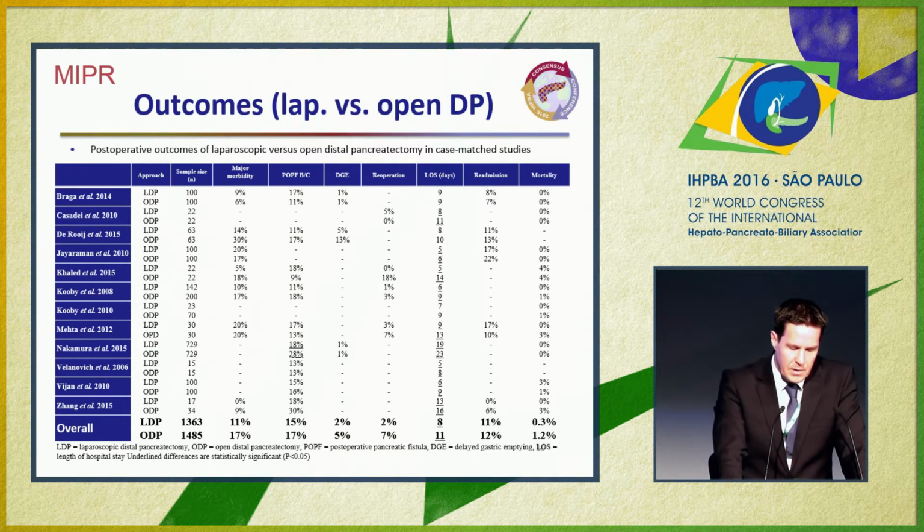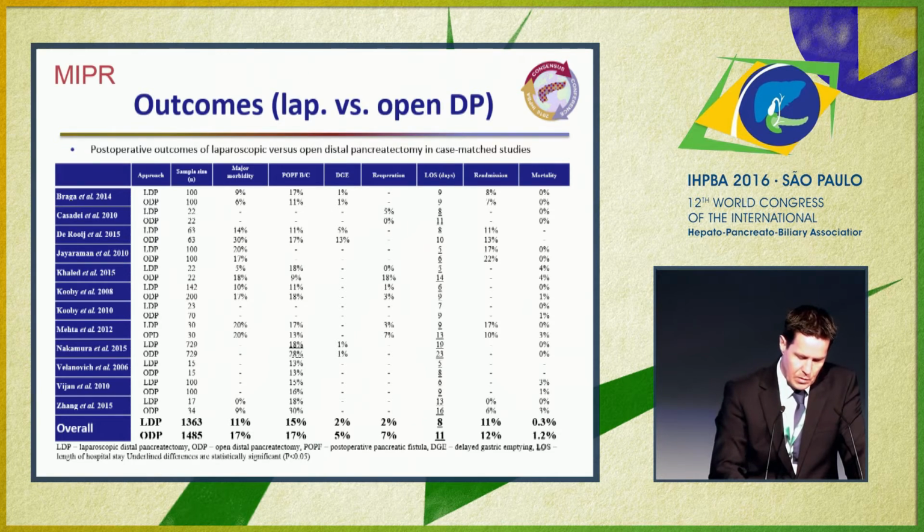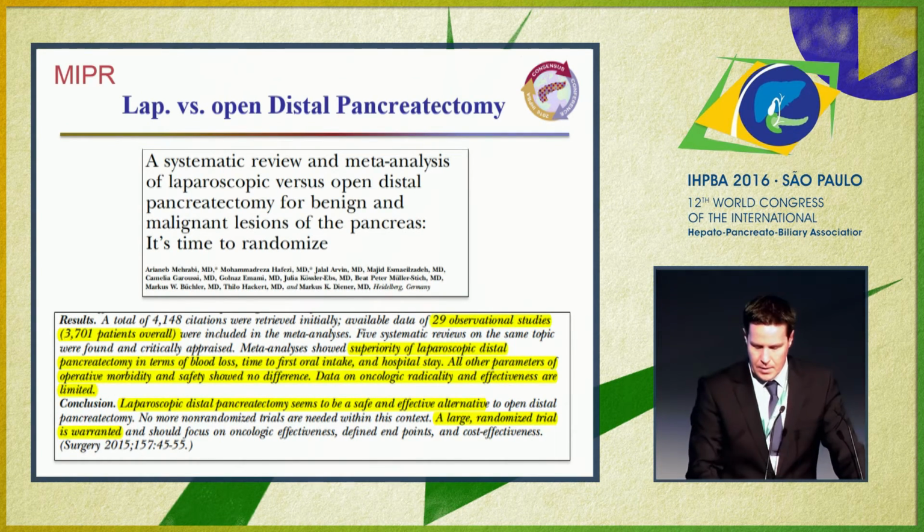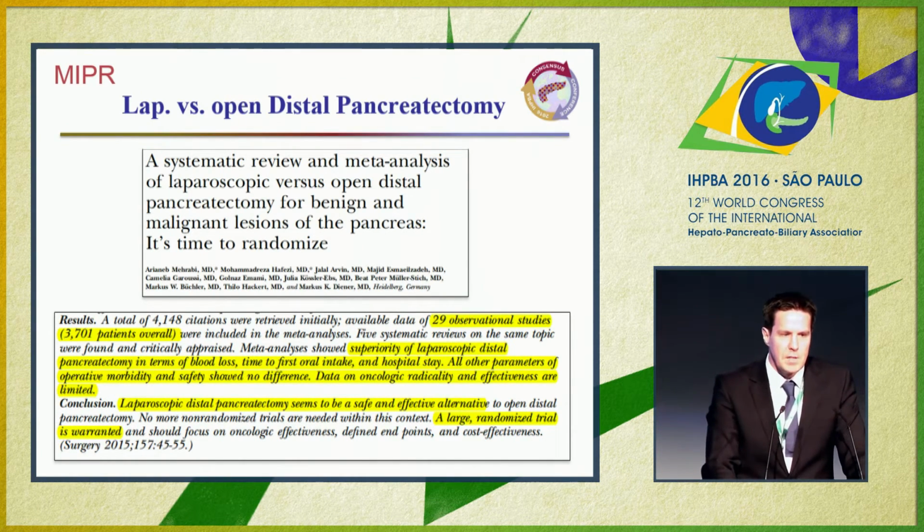Major morbidity of 11 and 70%, again underestimation, fistula rate between 50 and 70%, delayed gastric emptying 2 and 5%, readmission rates of 11 and 12%. So this is also almost a perfect match. And fortunately, our data from our meta-analysis, which we published in Surgery last year, also matched very well.